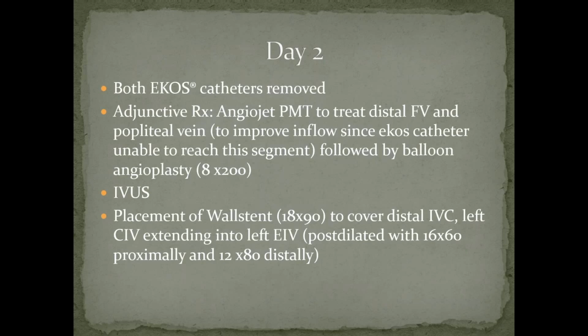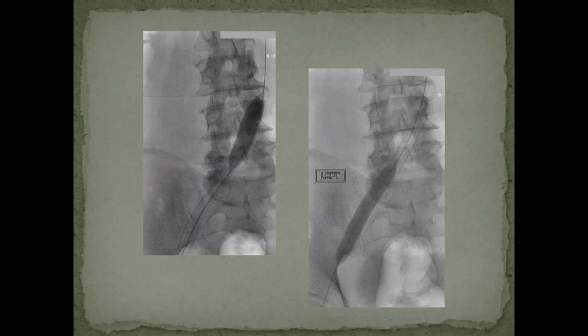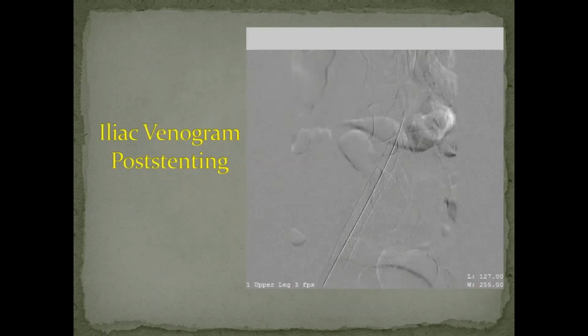So if you have a case like this requiring catheter placement from the inferior vena cava all the way down, it'll only reach a lot of times to the mid-femoral vein. So I typically do angiojet within the popliteal sheath all the way up, or even adjunctively if needed higher up, followed by balloon angioplasty, intravascular ultrasound, wall stent placement, as I showed you before, and the case is complete at that point.